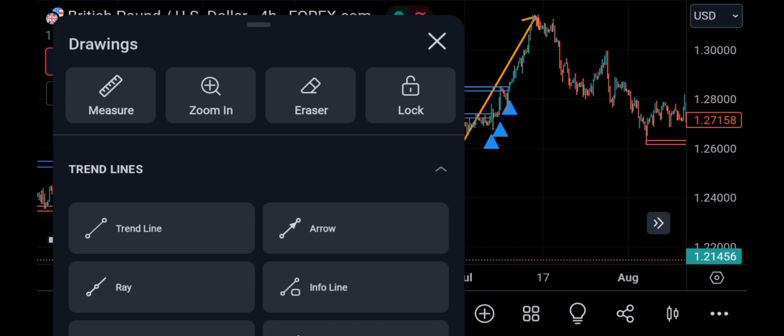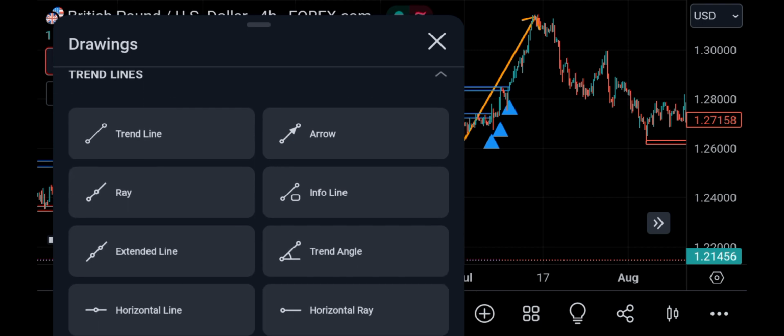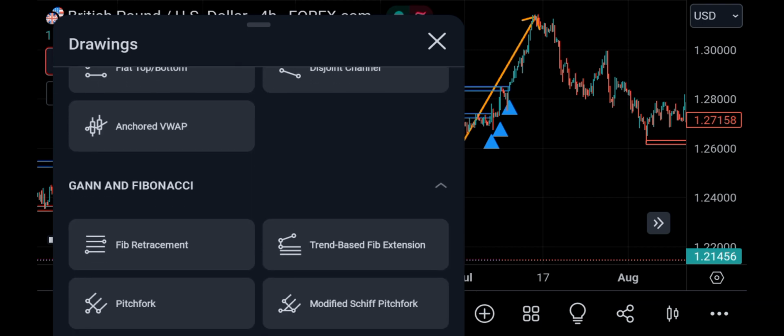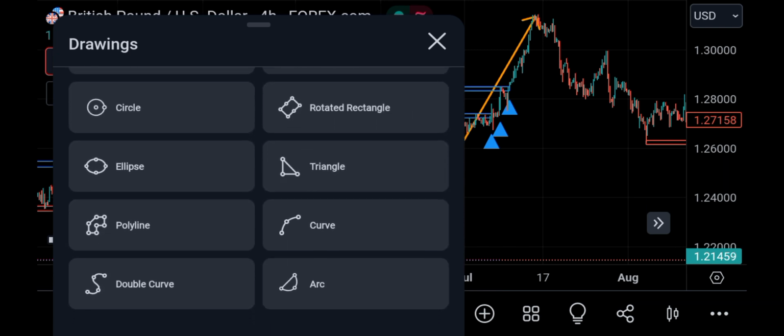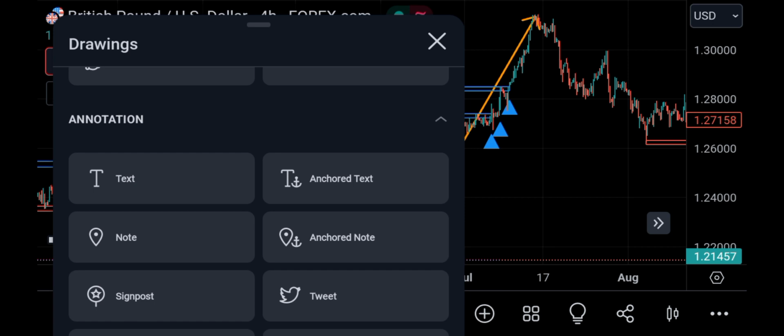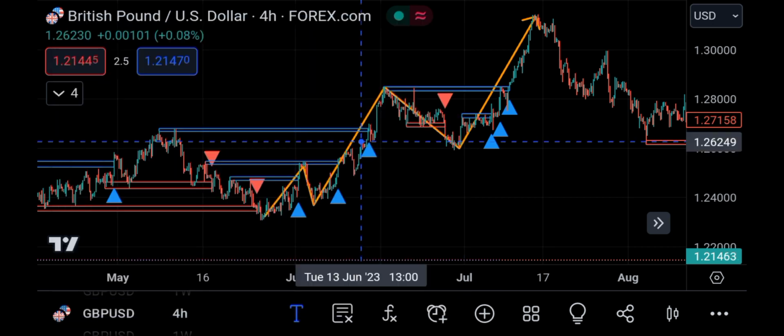Let us do some labeling here. We will label all these waves.